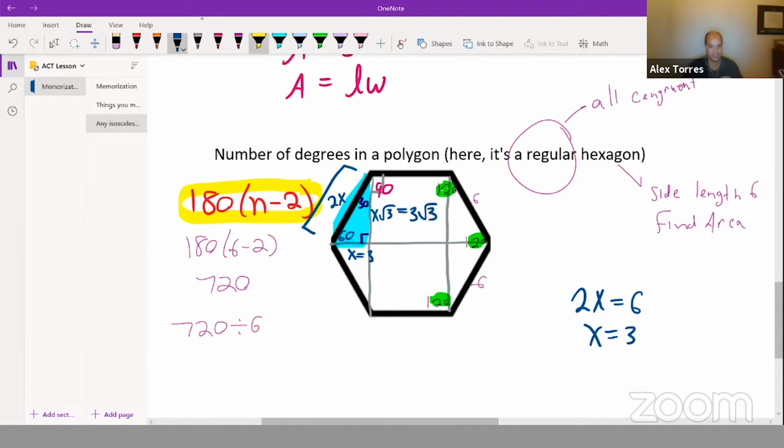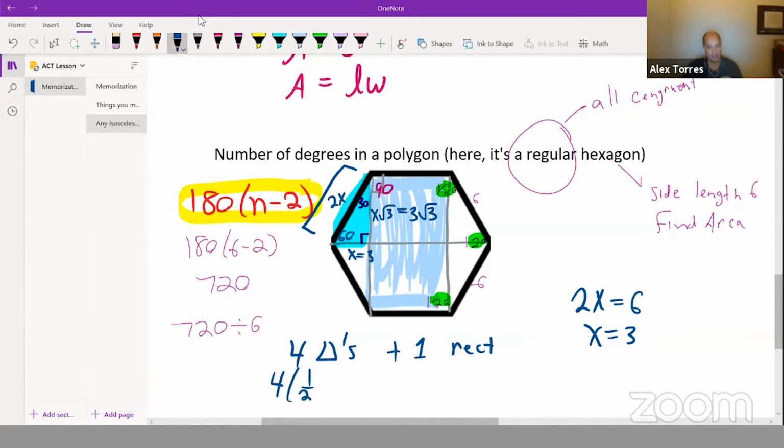Okay, so let's quickly get this complicated area. We've got 4 of these right triangles, and we've got one big rectangle in the middle, which I'm going to go ahead and highlight here in this pale blue. I'm talking about this big rectangle in the middle here. So we've got 4 of the turquoise triangles and one big rectangle. The turquoise triangle has an area of 1/2 times base 3 times height 3 root 3, using all the special triangle stuff. And the one big rectangle, well, this side right here is one of the sides of the hexagon, so it's 6. And the height of the rectangle is 2 of the 3 root 3, so 6 root 3.